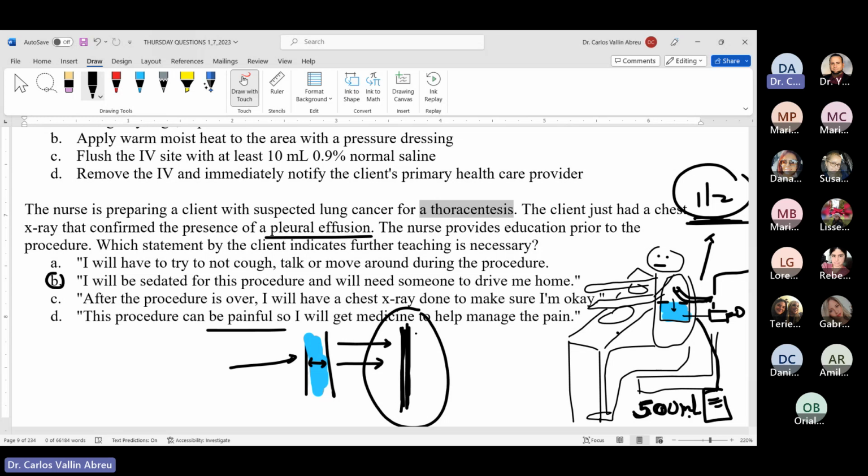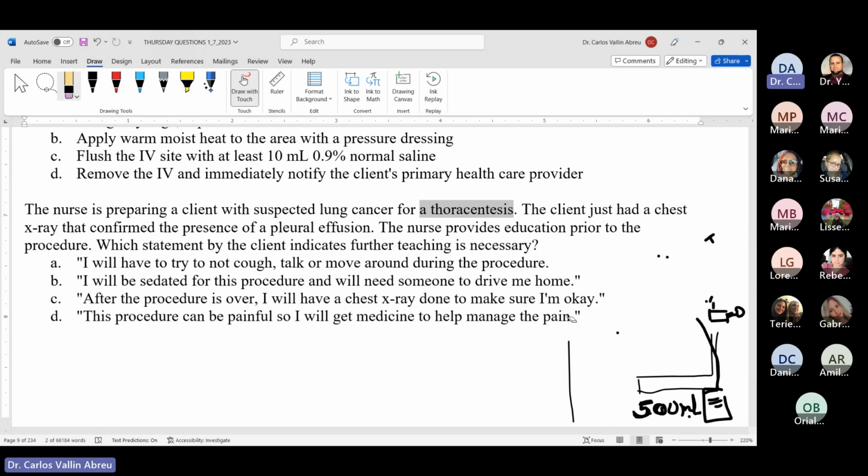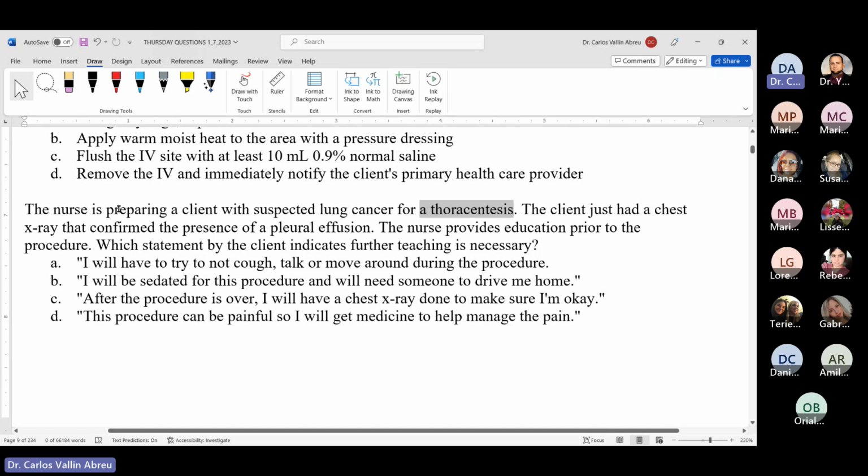So anticipate that the doctor must prescribe pain medication. So pain is expected after the thoracentesis. So yes, the answer to this question is easy. The client doesn't need to be sedated, because the client needs to collaborate, and if the client needs to collaborate, the client cannot be sedated. This is the rationale for this.